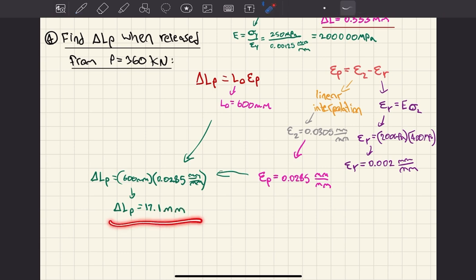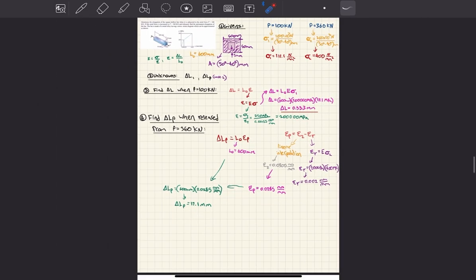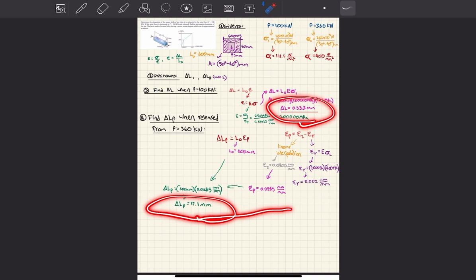Once you apply that force of P equal to 360 kilonewtons, and you let go, you're going to have some spring back, but it will not spring back to its original shape. It'll spring back 17.1 millimeters past the original deformation. But yeah, these are your two answers finally to this absolutely beautiful question.